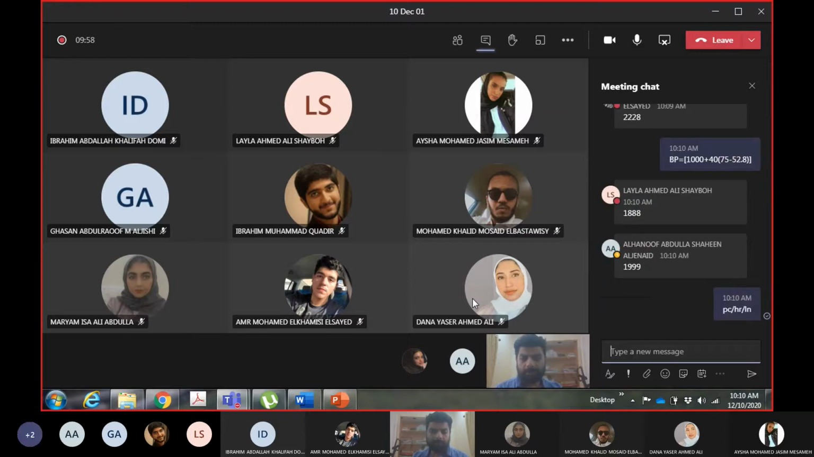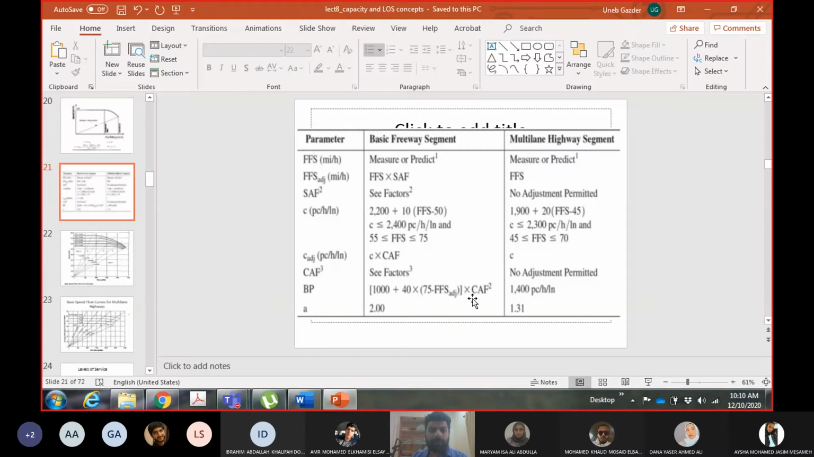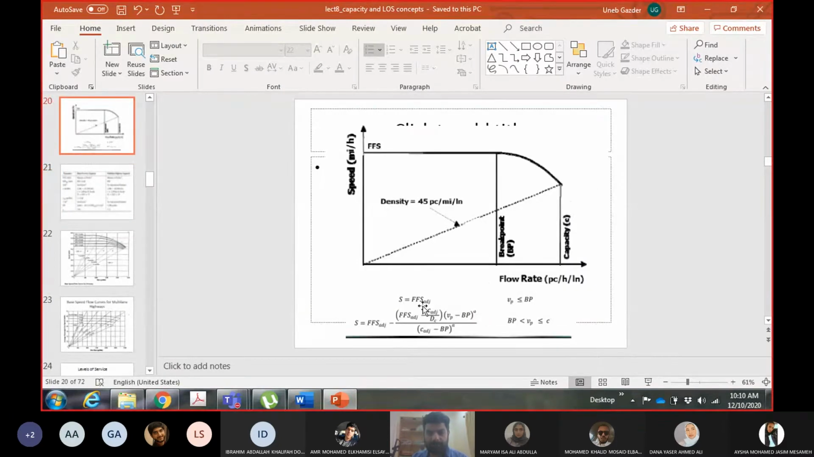First one is the correct answer. Okay, now why did we find out the break point? Because we wanted to develop this equation for speed. As I said, we don't mind the adjusted because it will remain as it is. Instead of adjusted free flow speed, we'll have 52.8, which is the actual one, because no adjustment factors are required. So basically there are two equations.